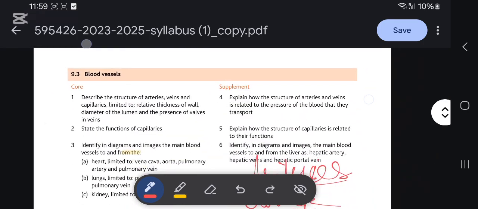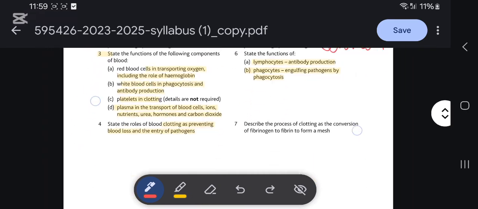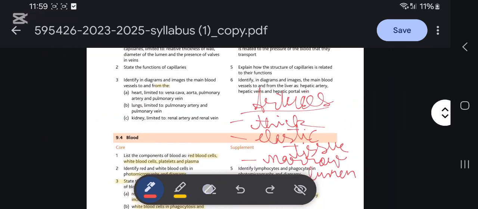Arteries have thick muscular walls to withstand the high pressure, they have elastic tissue that can stretch and recoil, and they have a narrow lumen so they can carry the blood at high pressure. Okay, this was about arteries and veins. Now moving on.